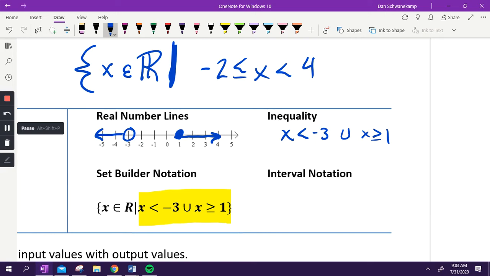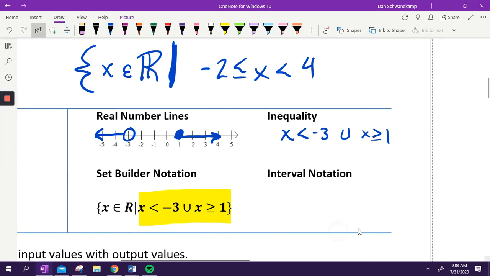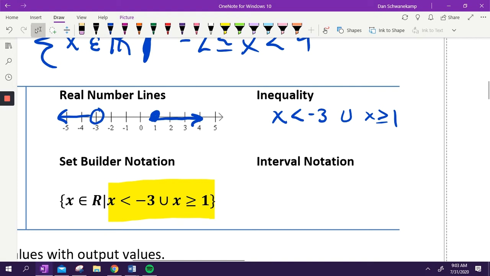Interval notation. I'm going to have to write two different intervals because I've got two different setups right there. So I need to have two different intervals in terms of what we're doing. What do we got? Somebody have an idea here? What are my intervals going to be? What do you think here, Aaron?